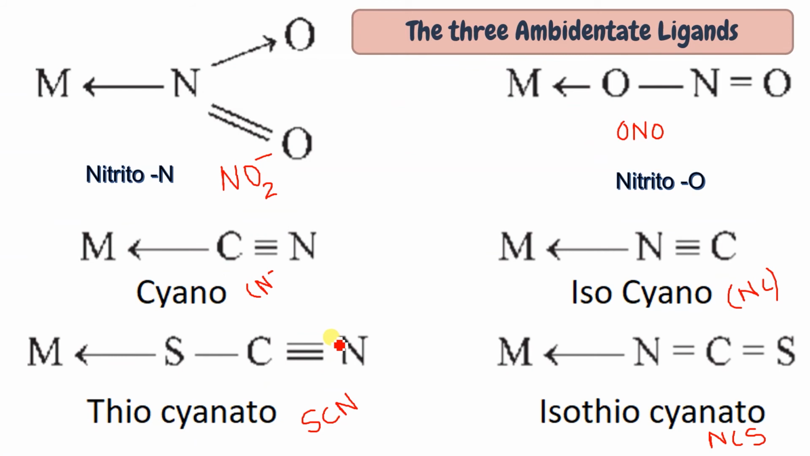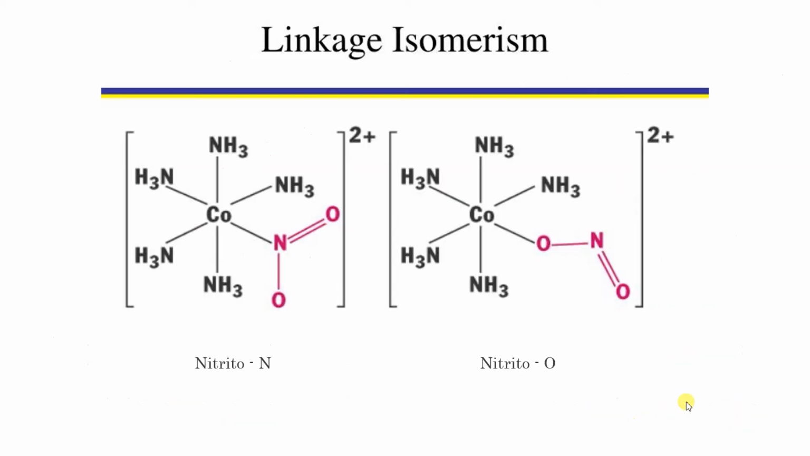So next is like this one we have already done. This one is known as nitrito N because the metal is attached with the N. So this will be nitrito N, and here the metal is attached with the oxygen, so it will be nitrito O. Here the metal is attached with the C of CN, so this is cyano, and here the metal is attached with N, so isocyano. Similarly, this is S, thiocyanato, and this is N, so isothiocyanato. These are the 3 important ones.